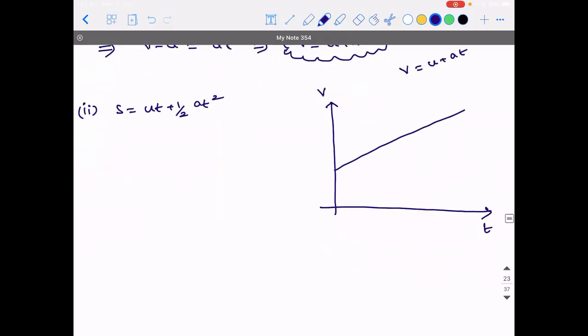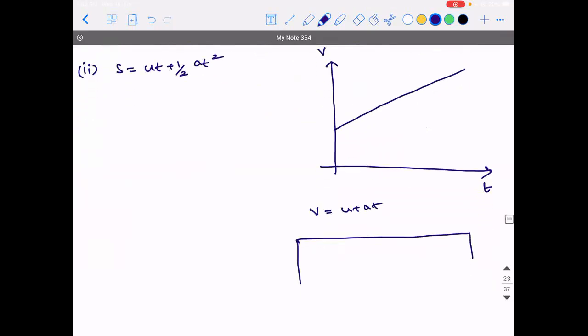So for those who don't know how it has come, I'll explain. V is equal to u plus AT is there, right? So what are the two variables you have here? What is the independent variable and what is the dependent variable? Sorry, independent is time. Very good. And dependent is velocity. So if I put t is equal to 0, what will be the value of v?